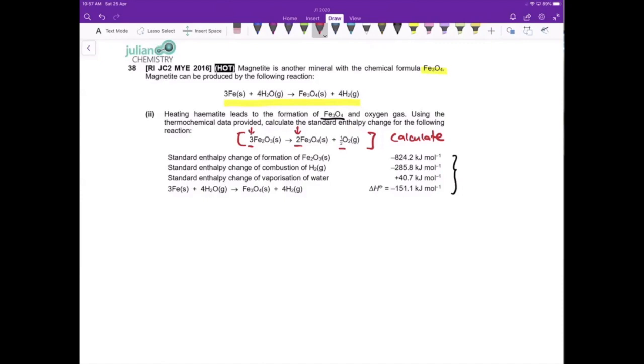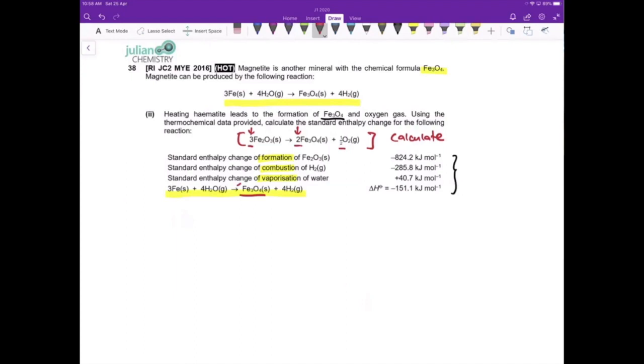Now, the next few data that they provide you with is formation, combustion, vaporization, all very small equations. You shouldn't ever start with this. What you want to start with is a very long one, which includes what you want to find. So for example, your Fe3O4 is there. So I think this is the best, so let's choose this.